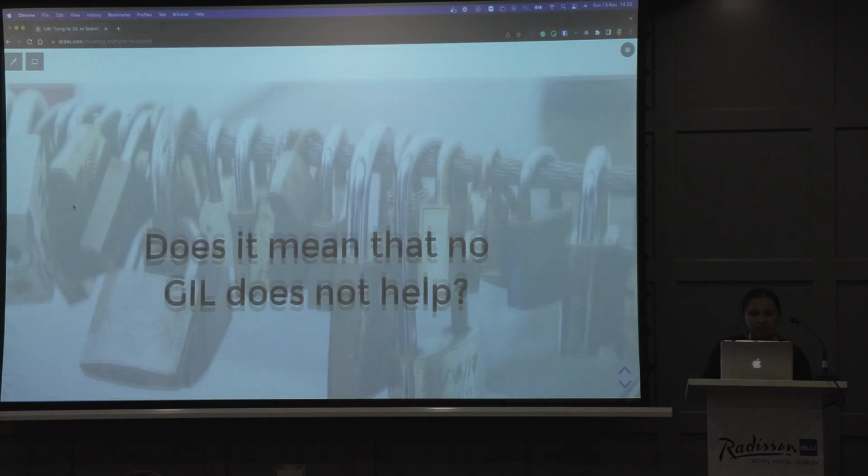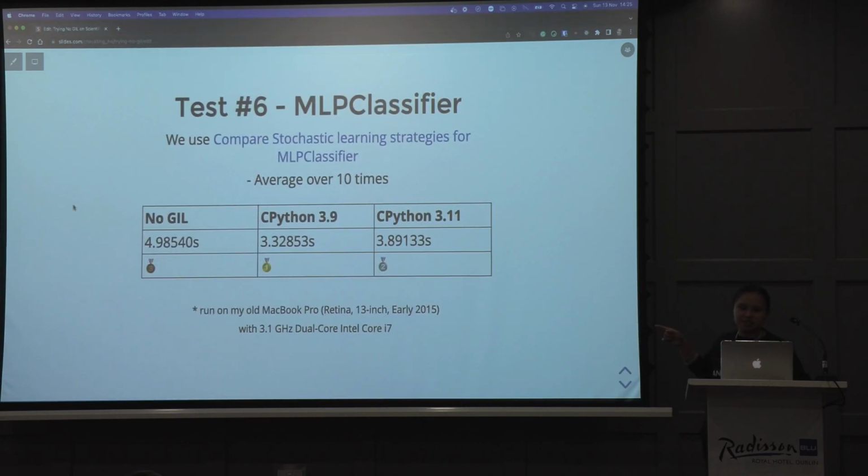So this, I think, is the last one that I tested. The MLP classifier, that's a multi-layer perceptron, so it's kind of like a neural network algorithm. I tried that one. It involves a lot of looping, because like a neural network, you have to train it over a lot of iterations. So this is the MLP classifier, and you see that the fastest, again, is 3.9. Oh my God, there's no improvement.